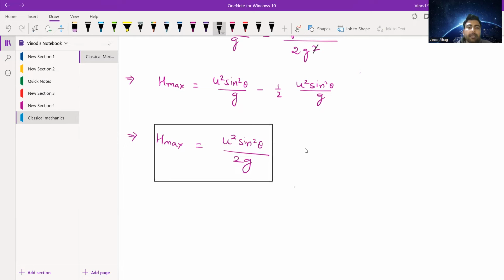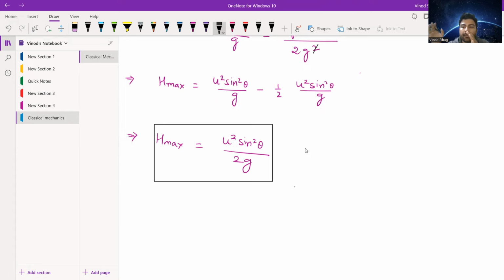And sometimes it is written by just capital H also, so that is also fine. Because if someone says that it is not the maximum height, it is the height achieved by the particle. It is not the maximum height, because the maximum height will depend on the value of theta. So that is another case.